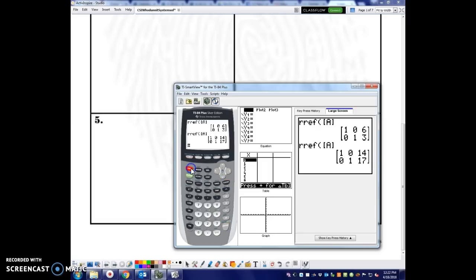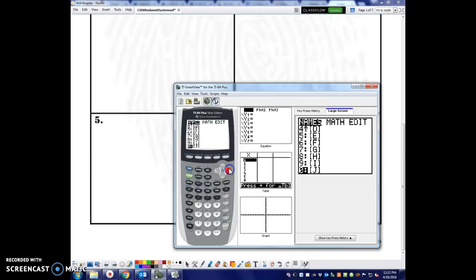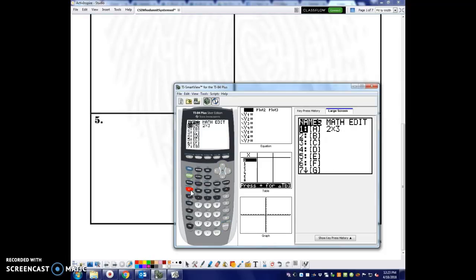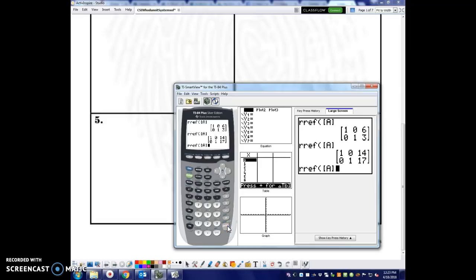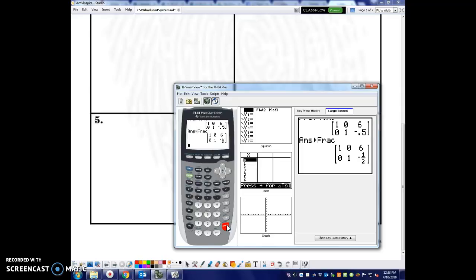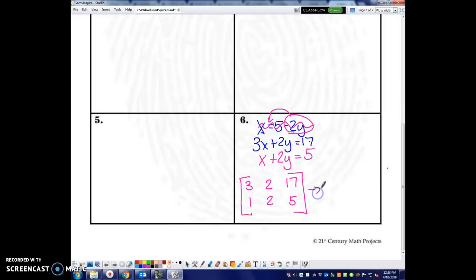Oops, I picked the wrong one. Of A. So back into matrix and pick A. Enter. So it gives us 1 0 6, 0 1 -0.5. Here's a trick you can do. Math, enter. Now we have the fraction: 1 0 6, 0 1 -1/2.